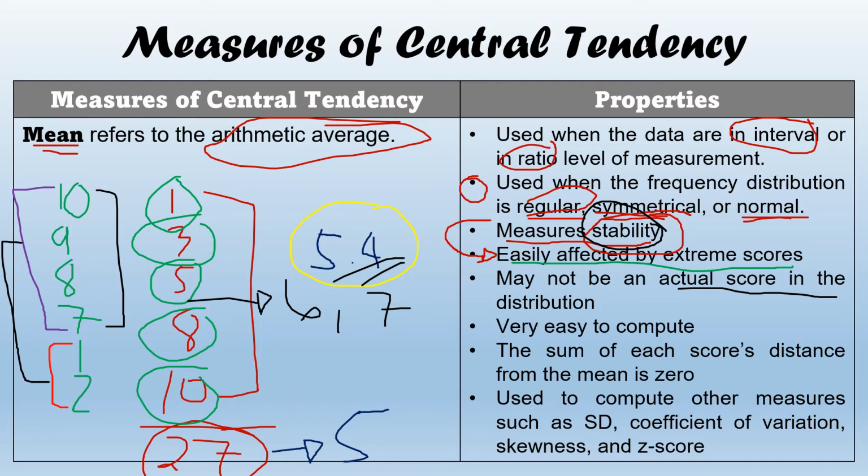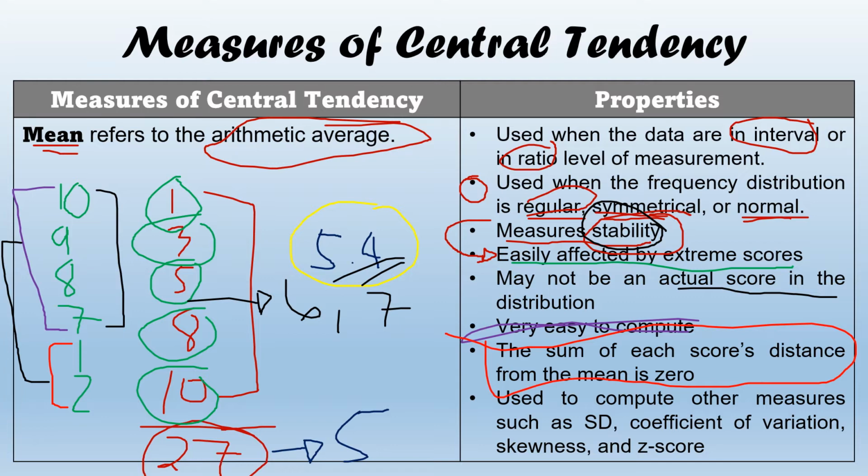Next, of course, this is actually very easy to compute if we're going to look at the formula. Okay? We could actually really agree that this can be easily computed. Okay? Next, the sum of each score's distance from the mean is 0. Ibig sabihin nito, actually, hindi natin ito gaanong ma-appreciate kasi kailangan kasi ito i-solve. Kung pupunta tayo sa mga standard deviation, kumbaga, and so on, yung equivalent niya nito ay 0.